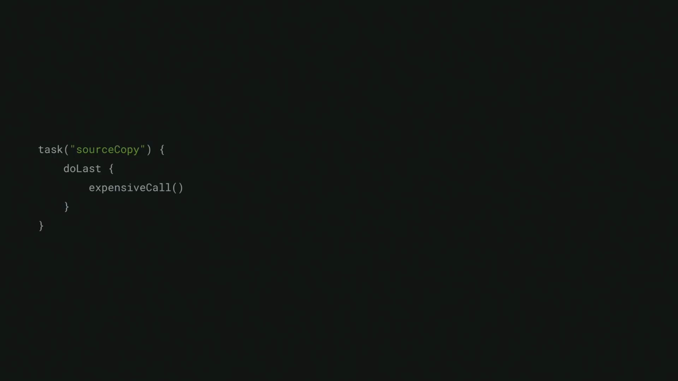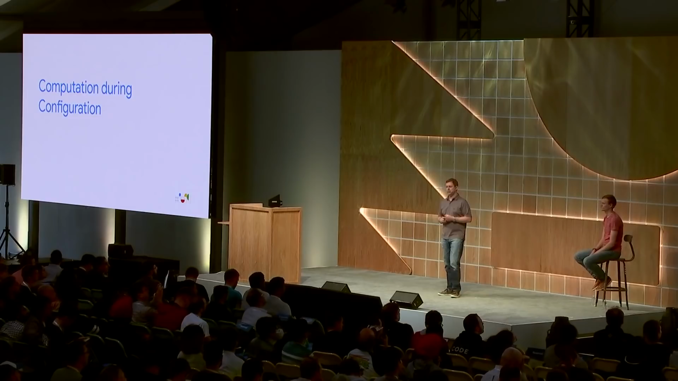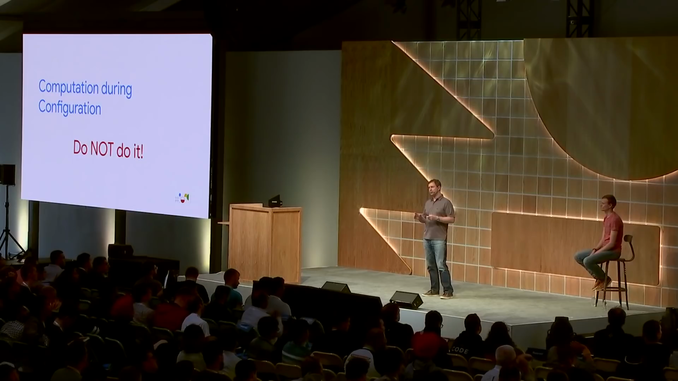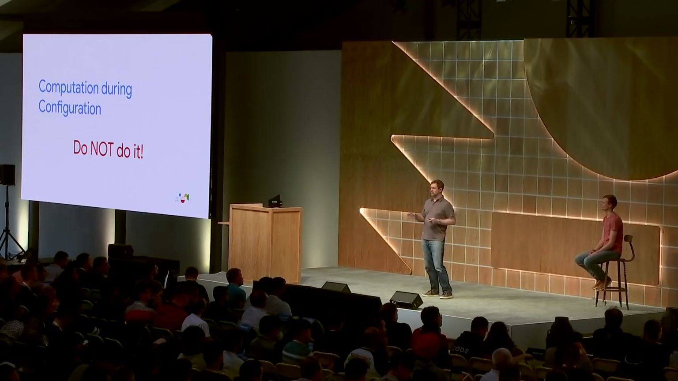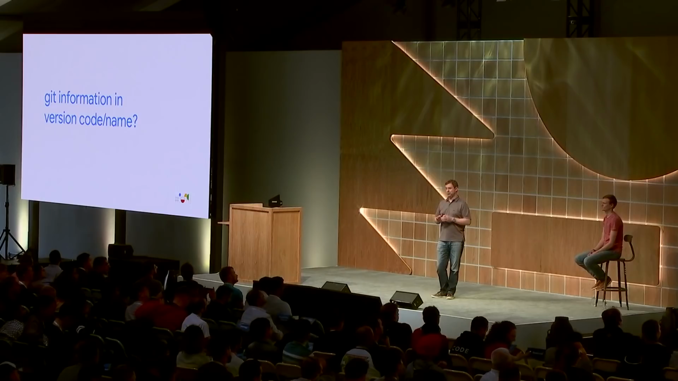Now, talking about doing things during configuration that you shouldn't do, we see a lot of people trying to do a lot of computation, and it's really not something that you should be doing. Now, I realize that we don't have awesome APIs to let you do some of the things that you want to do, but I'm going to run you through two examples that explain some workarounds to do a better job. So the first one, which is by far the one that we see most people do, is putting Git information into their version code or version name.